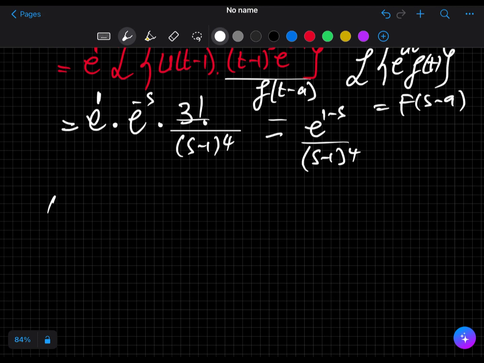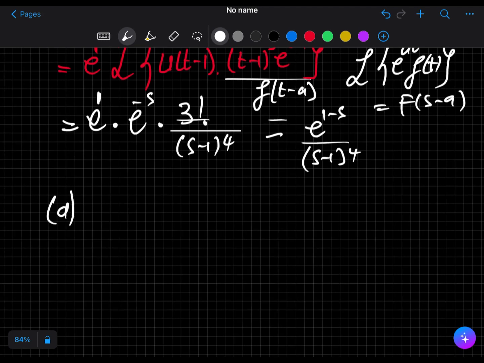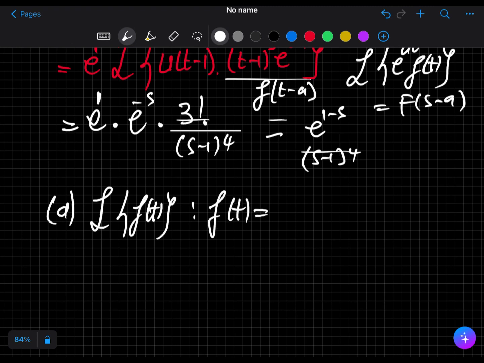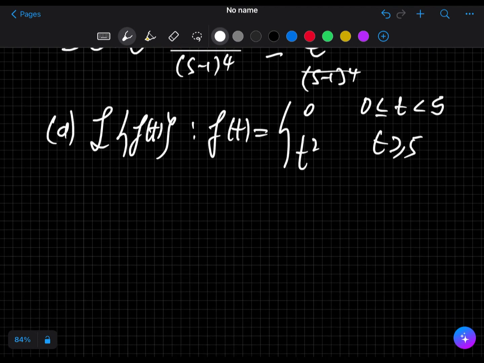Now, let's look at the fourth example, G, where I have to find the Laplace transform of f of t, with f of t equals 0 for 0 less or equal to t and t less than 5, and then t squared for t superior or equal to 5. Now, once I have this, I have to write this function in terms of a unit step function, because that will help me to easily find the Laplace transform.